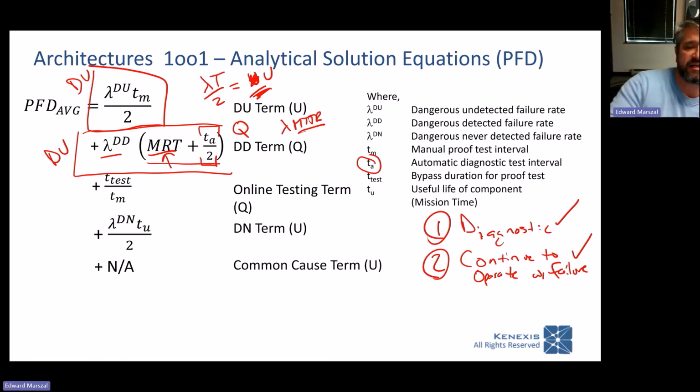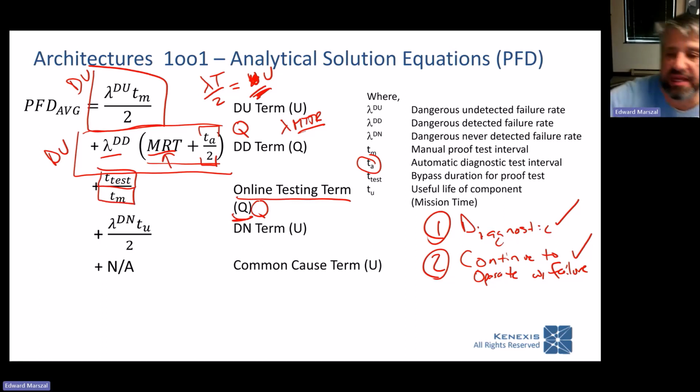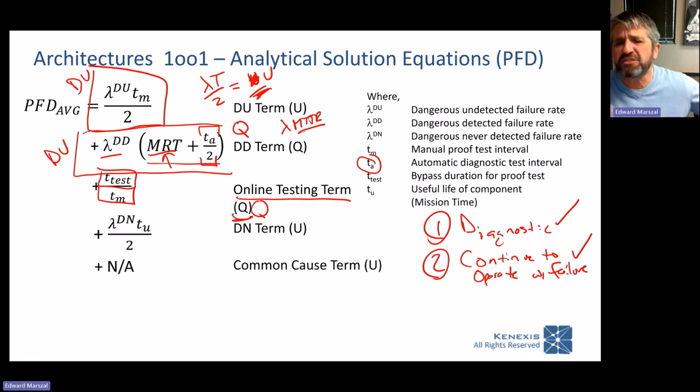Okay, next term is the online testing term. It is, again, a Q. It's an unavailability. So if you look at it, you have the test duration divided by the entire mission time of the safety function, which is the manual proof test interval. So what duration am I bypassed for testing over an entire 5 or 6 year or 4-year test interval that I would use for the safety function as a whole?